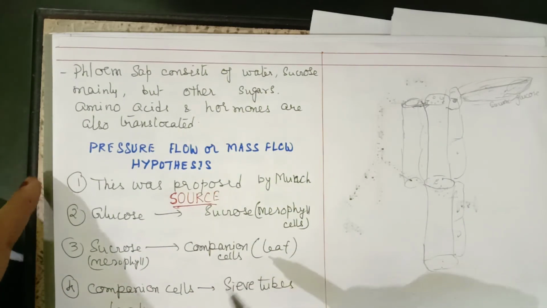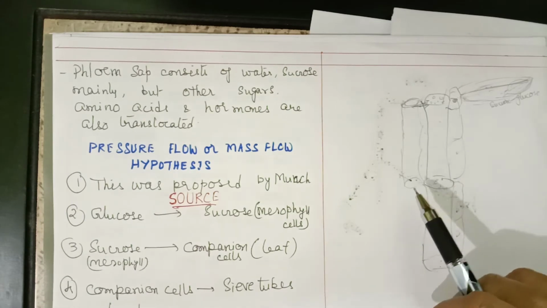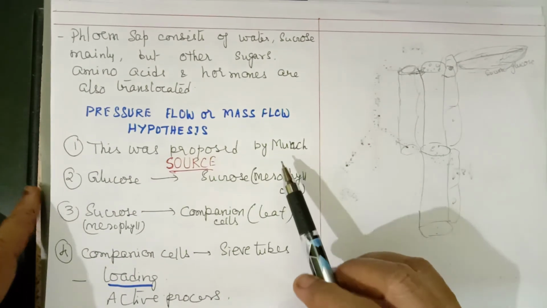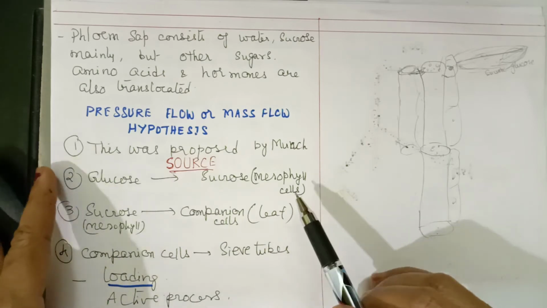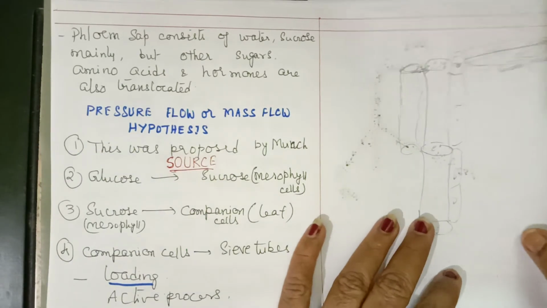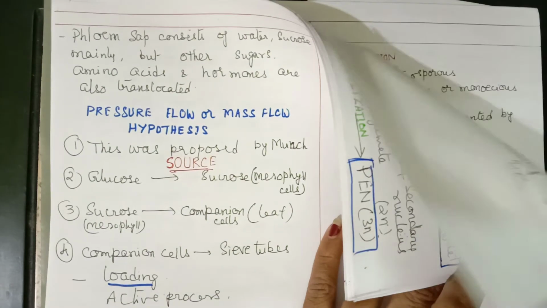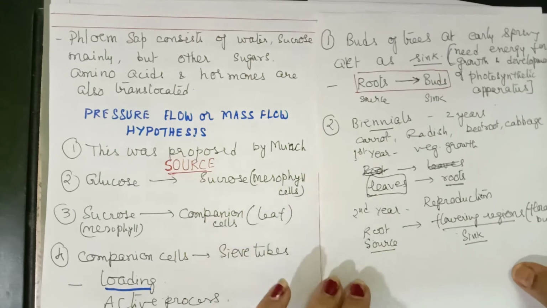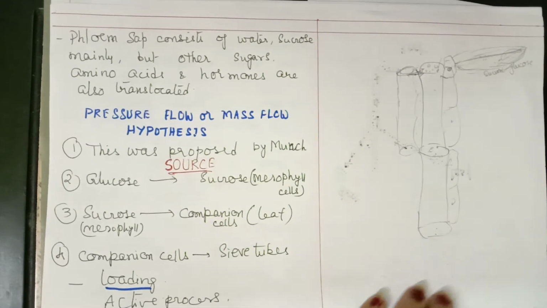Now let's go into the mechanism of the pressure flow or mass flow hypothesis. This was first proposed by Munch. What does this explain? It explains the transport of food material from source to sink. Let us see how it is transported.